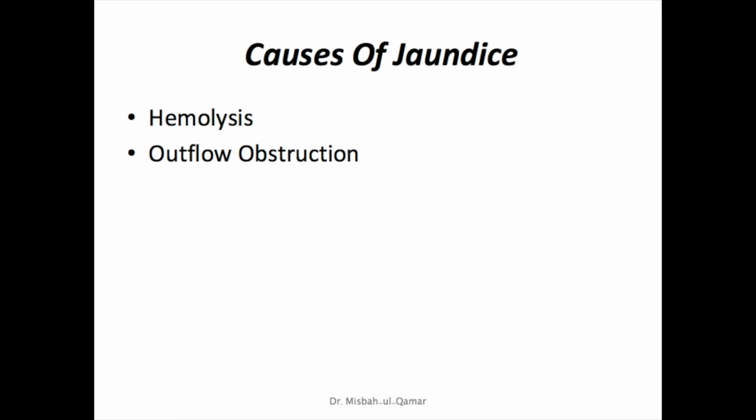So, what could be the causes of jaundice? Memorize that the causes of jaundice could either be excessive hemolysis, or there could be obstruction to the bile outflow from the liver.